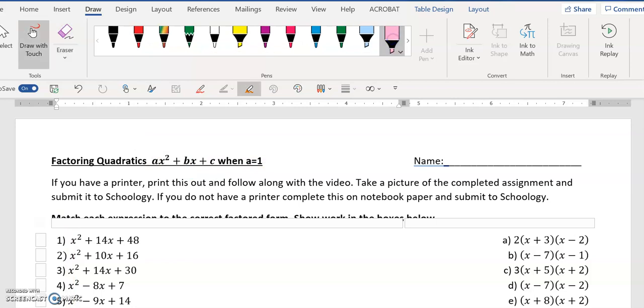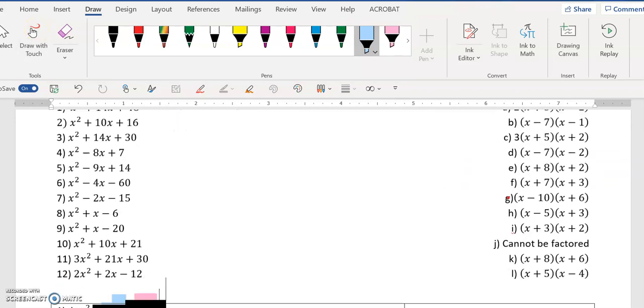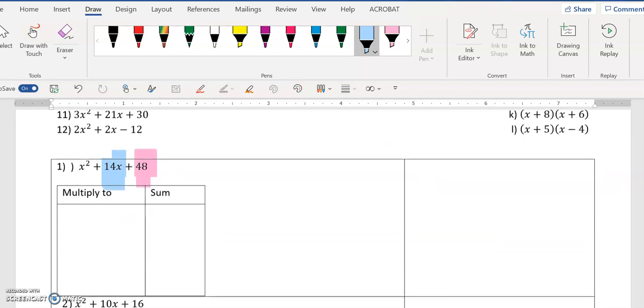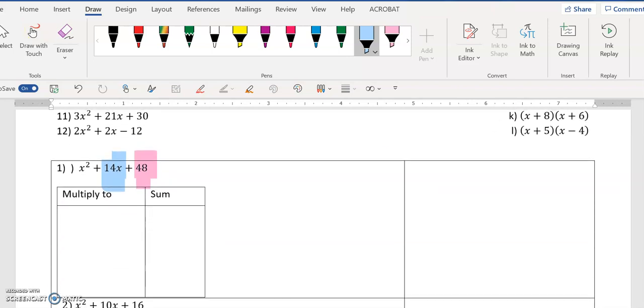So here we're looking for numbers that multiply to c and add to b, and then we put them in parentheses. All right, so number 1, x squared plus 14x plus 48. We need numbers that multiply to 48 that have a sum of 14. So what numbers will multiply to 48?